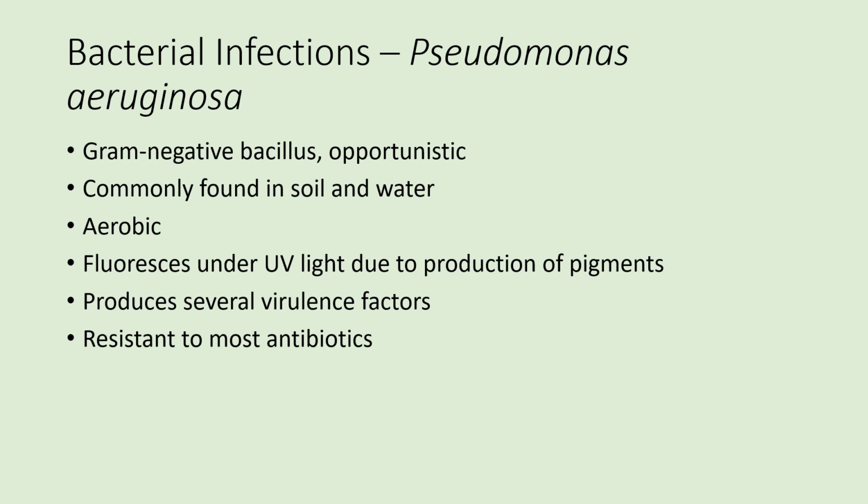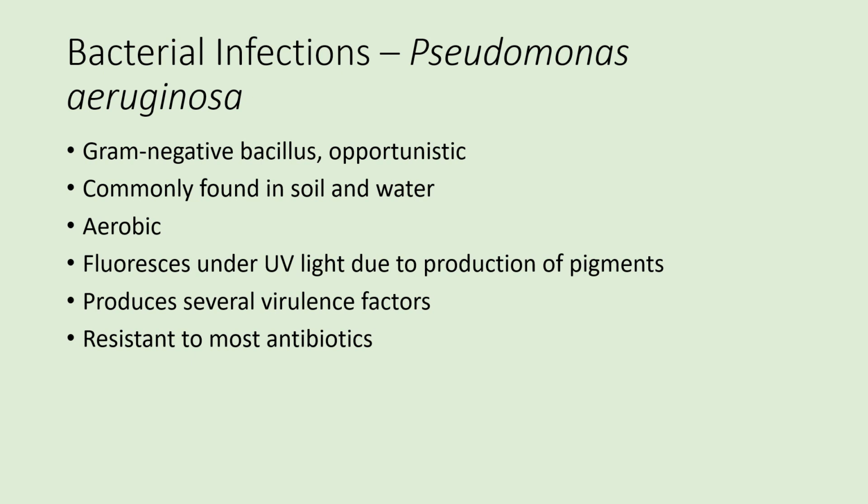Sometimes it fluoresces. It depends on which pigment it produces, and that's going to be dependent upon the nutrients available, the environmental conditions. Sometimes it fluoresces a greenish yellow color, and then we currently have a strain of Pseudomonas aeruginosa in our teaching lab, and it will often fluoresce a blue color. Pseudomonas aeruginosa can produce several different virulence factors that help it, once you've opened the door, to invade deeper.